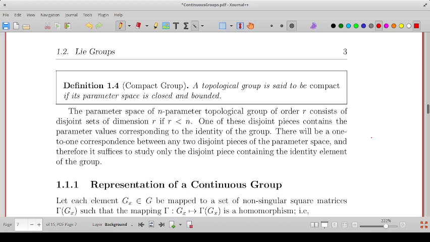And there will be a one-to-one correspondence between elements of these disjoint pieces. And therefore, we only need to study the properties of one of those pieces. And it is ideal to study the disjoint piece containing the identity of the group. Since there is a one-to-one correspondence between different disjoint pieces, we can get the properties of other pieces from the one that we have studied.